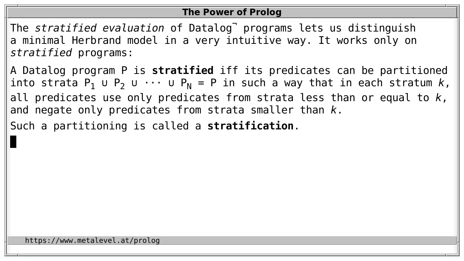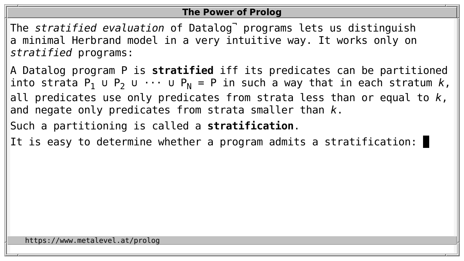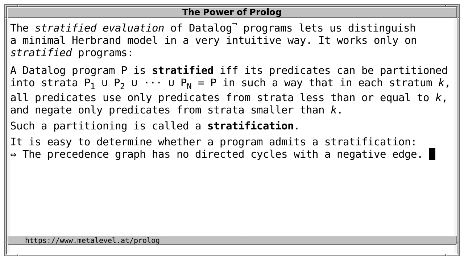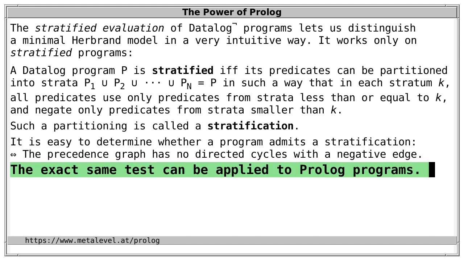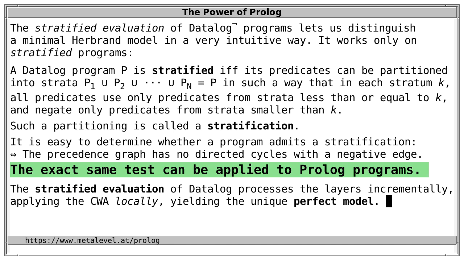And the good news is that it's easy to determine whether a program admits a stratification, namely if and only if the precedence graph has no directed cycles with a negative edge, and you can find out more in the literature. And of course, the exact same test can be applied to Prolog programs. Everything we say about Datalog also holds for all Prolog programs of this subset. And for all programs that satisfy this condition, we can apply the stratified evaluation.